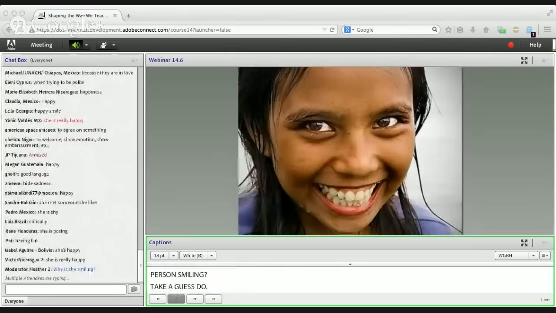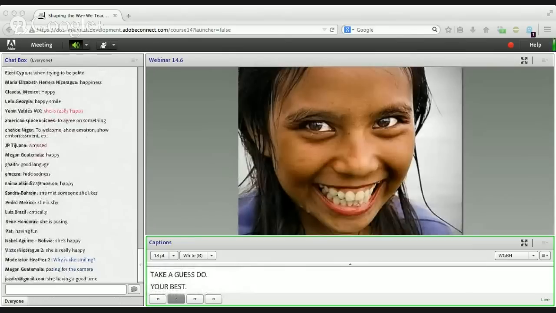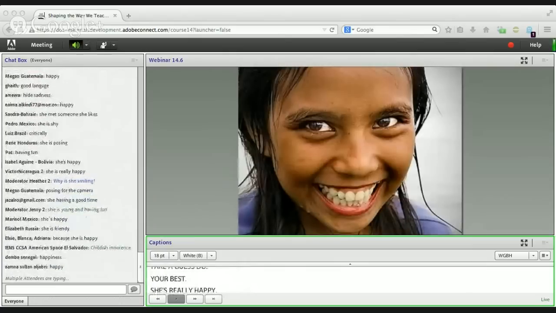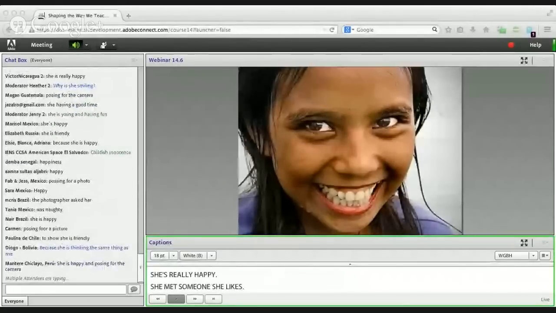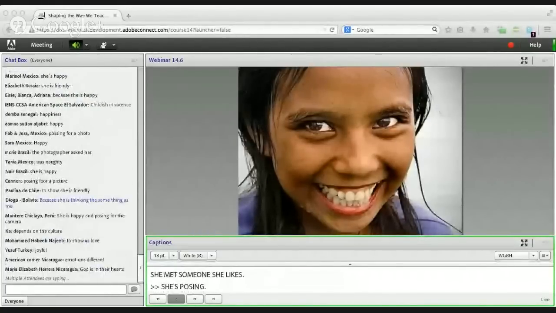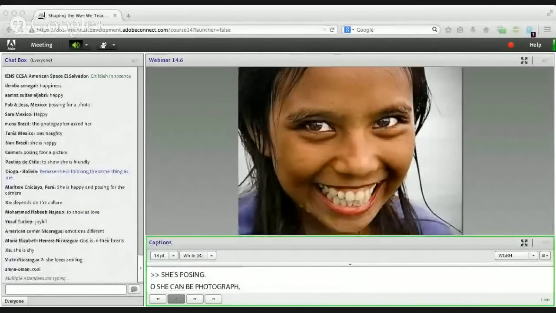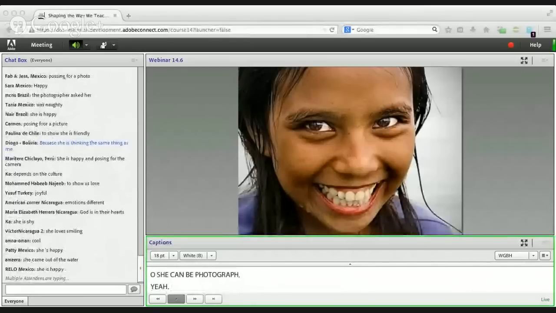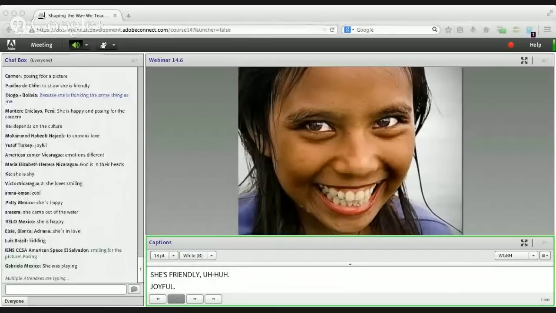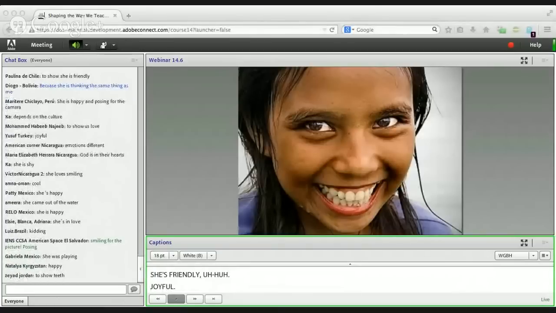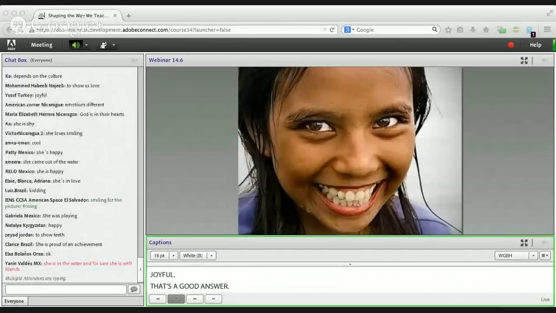She's really happy. She met someone she likes. She's posing, right, because she's being photographed. She's friendly. Joyful, that's a good answer. She likes smiling. I like that one. I smile because I like smiling. It feels good. That's a good reason.